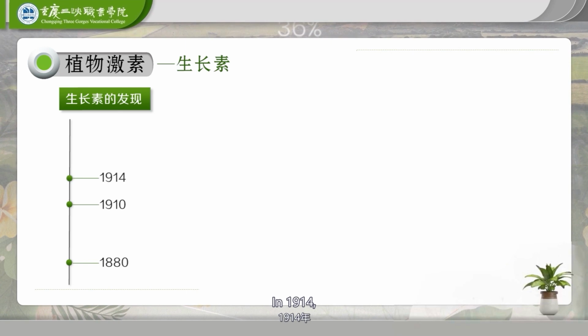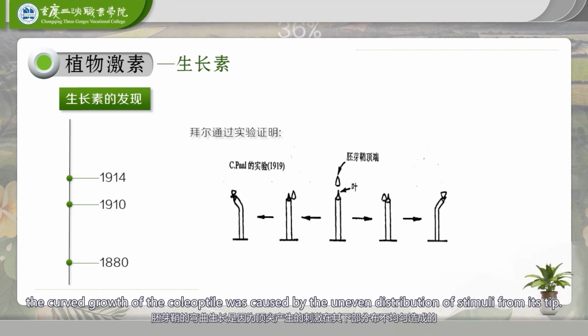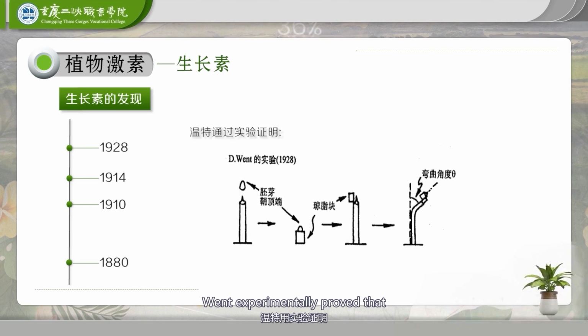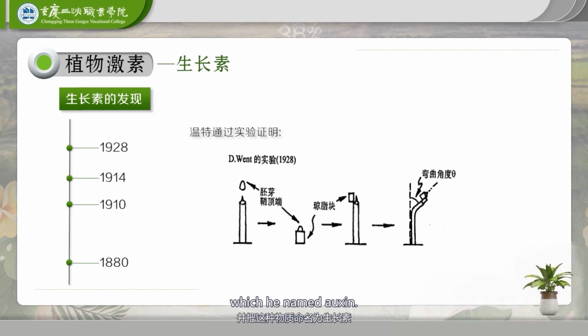In 1914, Paál experimentally demonstrated that the curved growth of the coleoptile was caused by the uneven distribution of stimuli from its tip. In 1928, Went experimentally proved that the stimulus causing the curvature of the coleoptile was a chemical substance, which he named auxin.